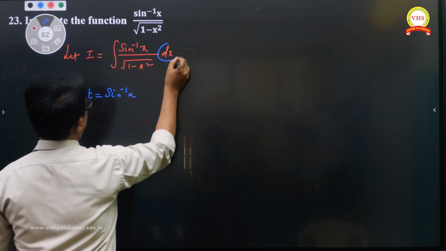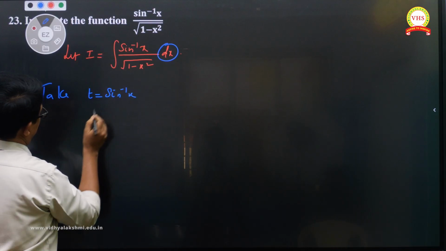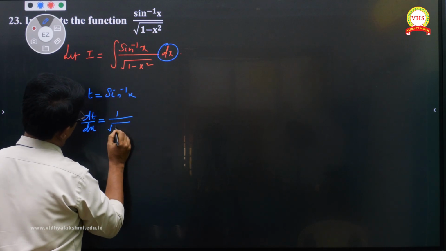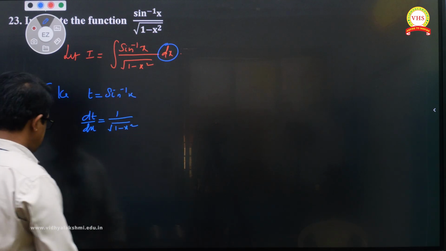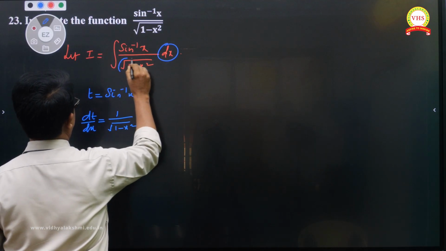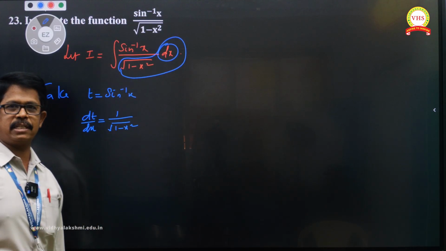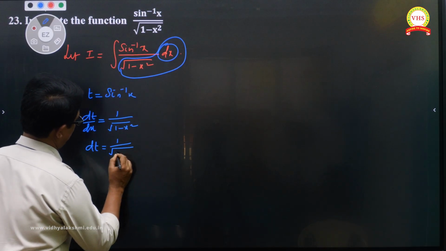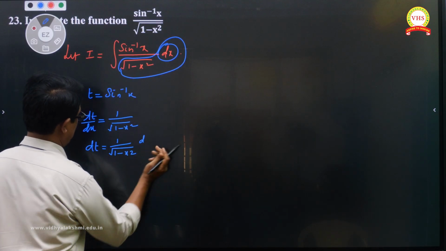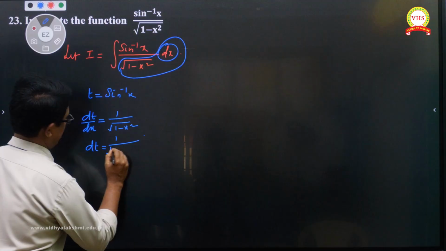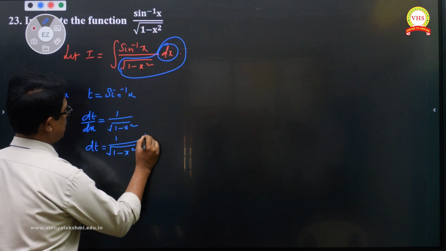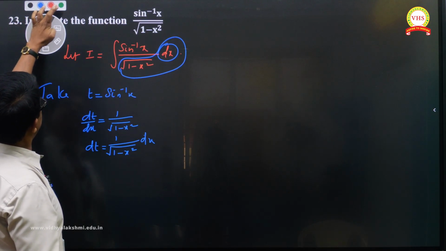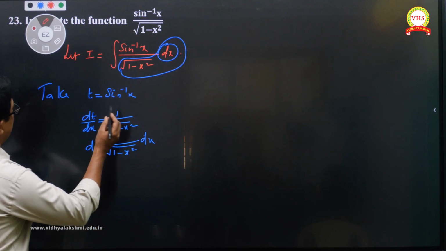What we need is dx. In terms of dx, dt divided by dx equals 1 by square root of 1 minus x square. Look at this integration: the denominator 1 by square root of 1 minus x square, which means we need only dt, 1 by square root of 1 minus x square into dx. Now the integral is going to change totally from x into t. Now what does I become?